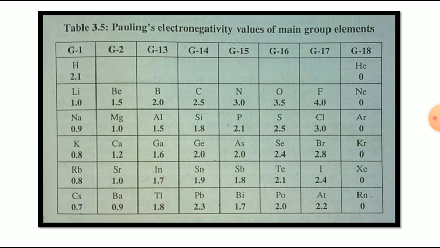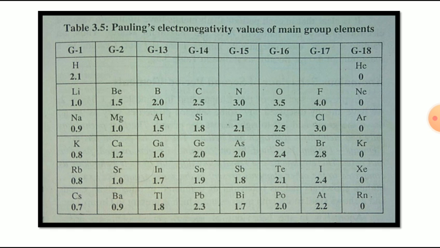Similarly, in case of group 14, which includes carbon, silicon, germanium, tin, and lead elements, it shows an irregular trend. It decreases from carbon to silicon. See, from carbon to silicon, the value goes from 2.5 to 1.8, but from germanium to tin, or we can say lead, its value again goes on increasing, right?